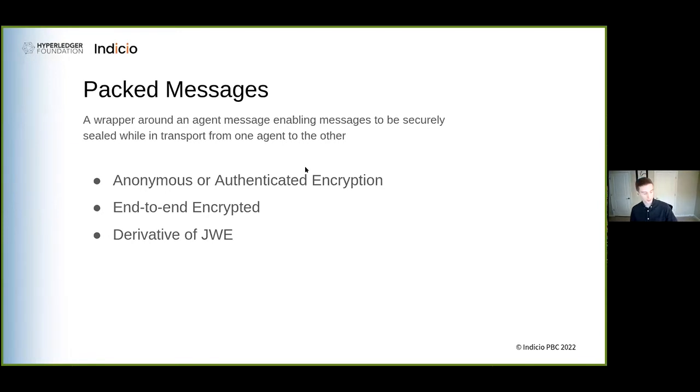These message envelopes, encryption envelopes, have a couple of different flavors to them, anonymous or authenticated encryption. We typically only really use the authenticated encryption, so I won't spend a ton of time talking about that. These messages are end-to-end encrypted. So even if a message is sent from Alice to Bob through Carol, Carol is unable to access the contents of the message, and can only see the external wrapper.